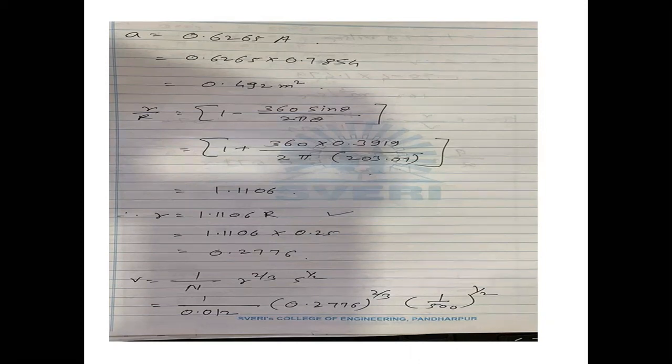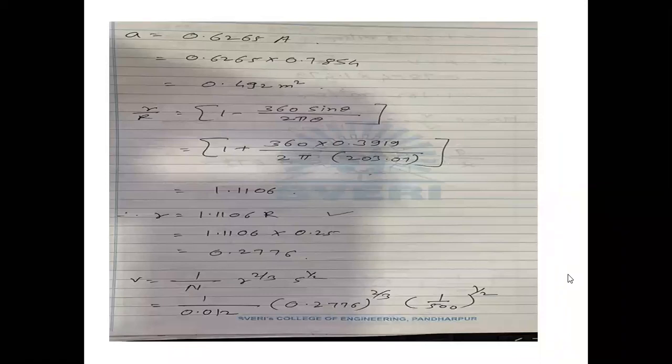Okay. You want to see the previous slide? Yes. A upon A is equal to theta upon 360. Matching the answer. Okay. Shall we move to the next then?